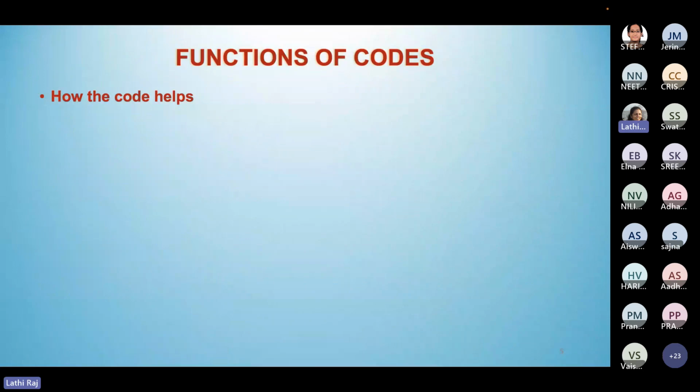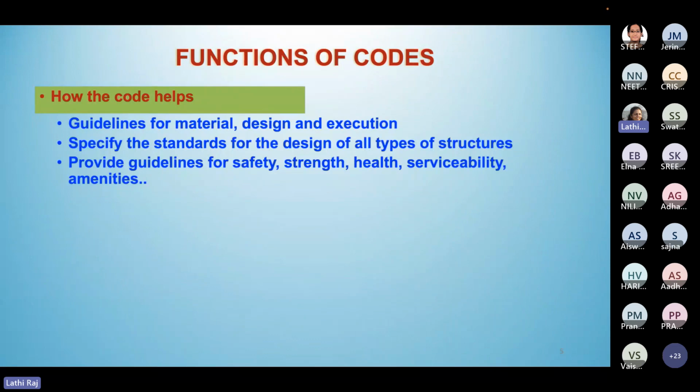Now, how is the code helping us? This is the same as what I explained to you before. It gives you the guidelines for material, design, and execution. So the material properties, which is the code you refer to for material? Anyone? What are the materials? Let us say, for concrete. So for concrete, what are the materials we use? Aggregate, cement, water. So yeah, all these materials are there.